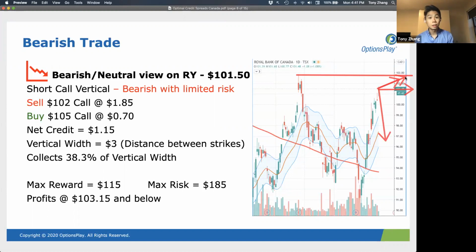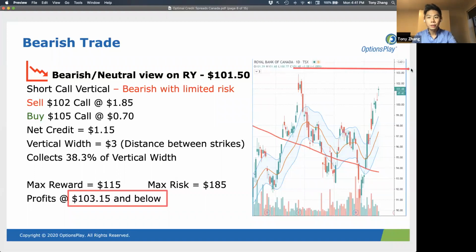The reality is that this strategy is actually profitable as long as the stock stays at 103.15 or lower. So that's all the way up here. And the reason for that is because I have a buffer of $1.15 above the 102 strike price. So if the stock goes up by $1.15 above the 102 strike price, that's the buffer that I have. So even if the stock goes a little higher, I can still be profitable.